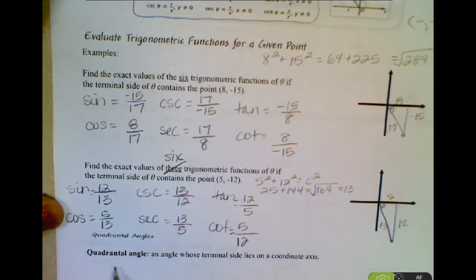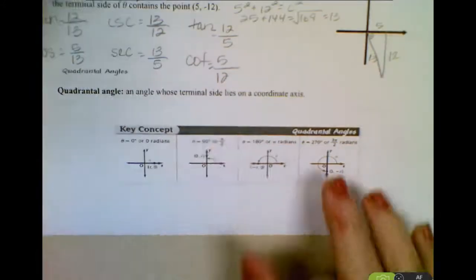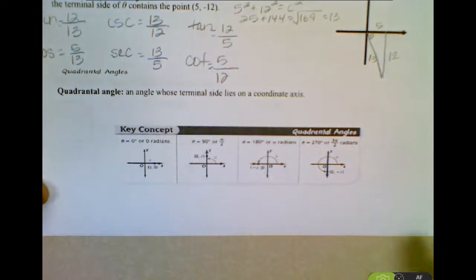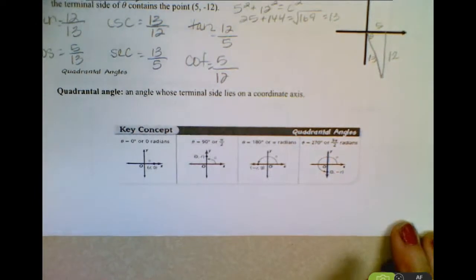Okay, so a quadrantal angle is an angle whose terminal side lies on one of the coordinate axes. So this is where you're going to have 90, 180, and 270, or back at 360. Those would be the ones that end each quadrant. That's why it's called a quadrantal angle. Okay?